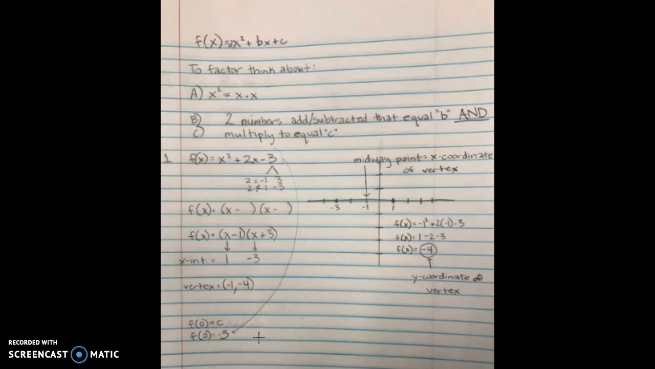So all in all, we've learned how to figure out where the vertex is. We've figured out how to move our function in the different parts of our coordinate plane. And today we reviewed how to find our x-intercepts, our y-intercept, and our vertex point. Just another way to do it.